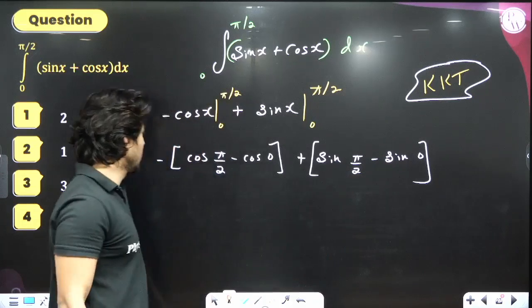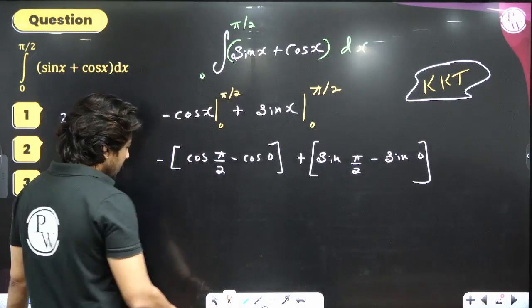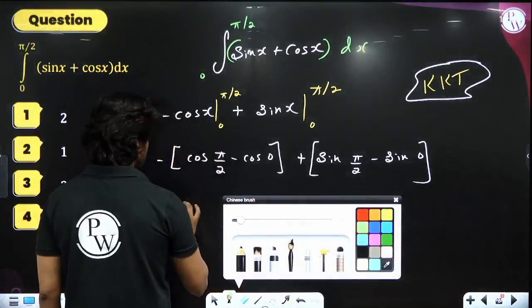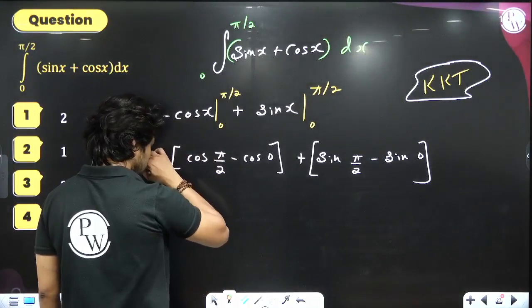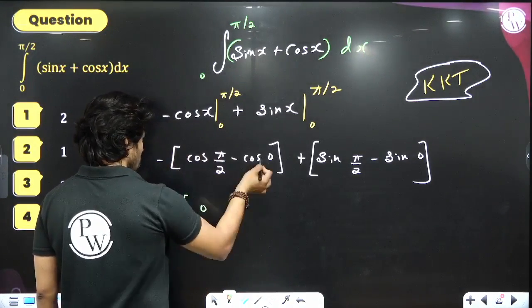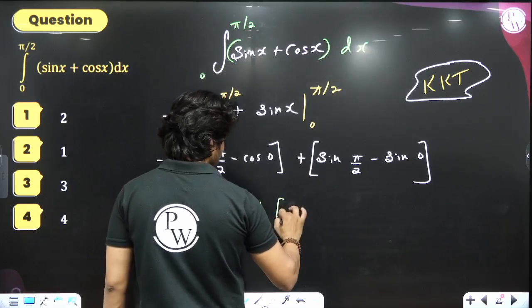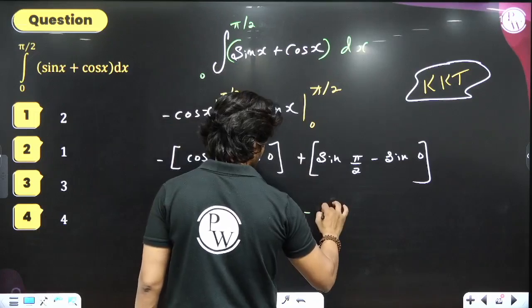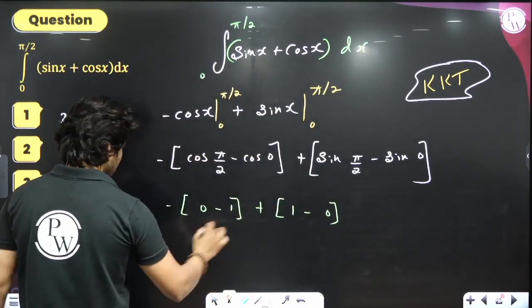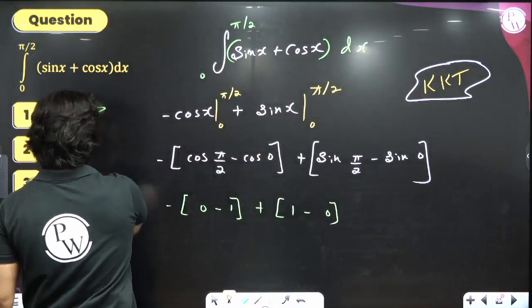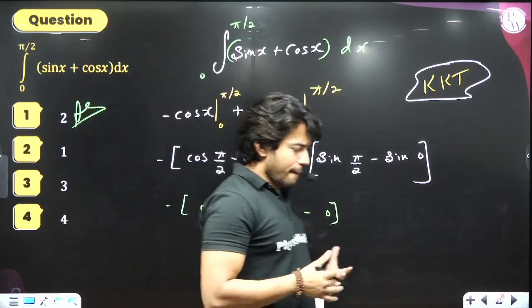Okay, fine. What is cos pi by 2? Cos 90, sorry, cos pi by 2 is 0. What is cos 0? That's 1. What is sin pi by 2? That's 1. What is sin 0? That's 0. So this is 1 plus 1. The answer is going to be 2. Okay, fine.